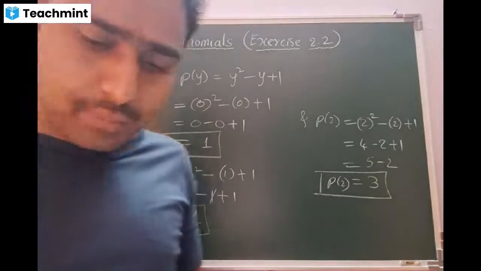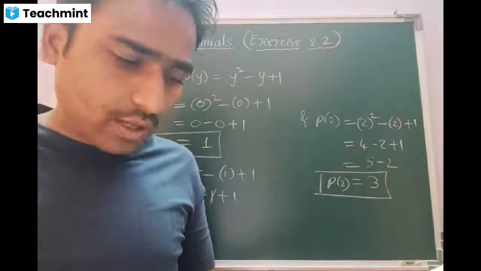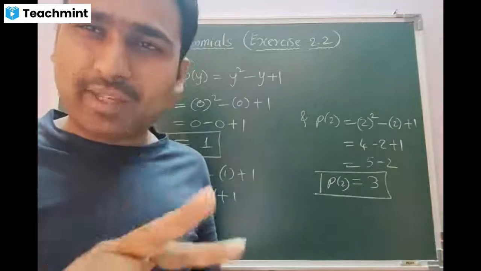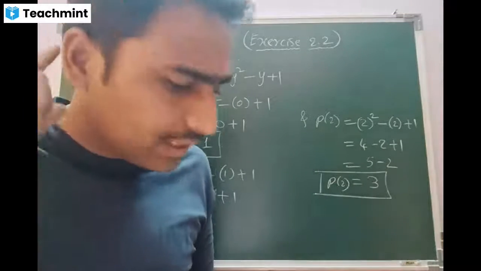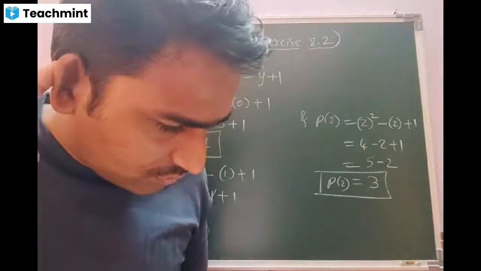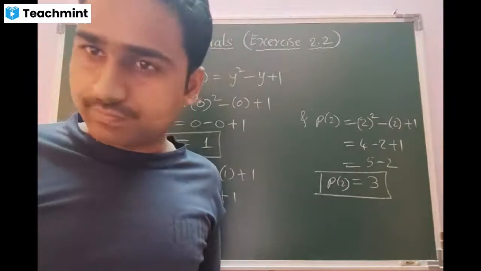Students, in the second main, there are 4 questions. 1 and 2 I have already solved. I will solve one more, beta. The remaining 2 you have to do on your own. It is a very simple kind of thing. Is that clear? Okay, let us go for the second one.